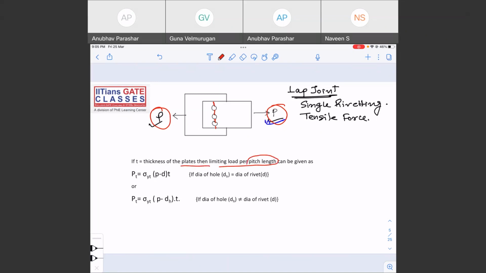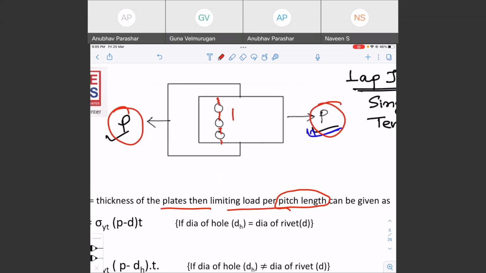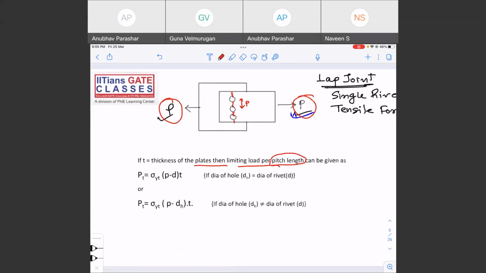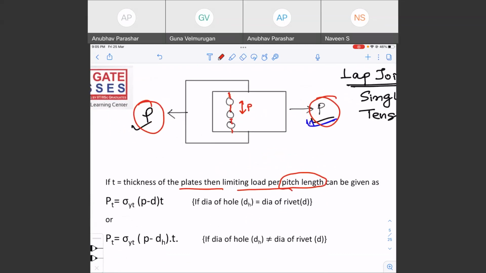There are two ways to write this formula. We can write this formula per pitch length, or we can write this formula per width of the plate. So per pitch length means this is per pitch length. How many rivets are there per pitch length here? Can you tell me?